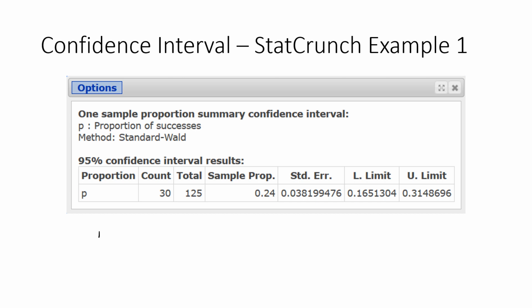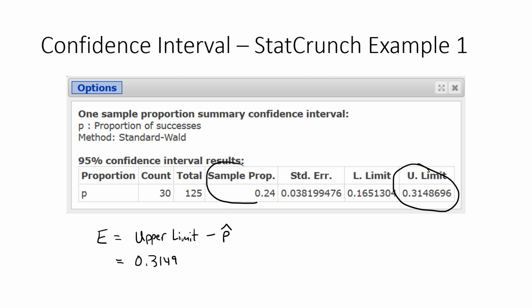Now we can compute the margin of error from these results. The margin of error we can find by taking the upper limit and subtracting the sample proportion, p-hat. The upper limit is 0.3149, again right here. p-hat is the sample proportion right there, that's 0.24. And when we subtract, we get 0.0749. That means that we are 95% confident that our sample proportion is within 0.0749 of the true population proportion.